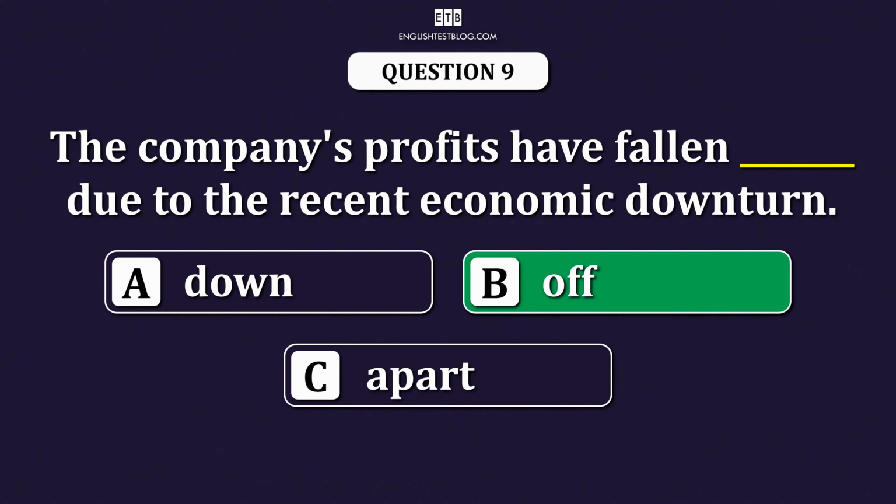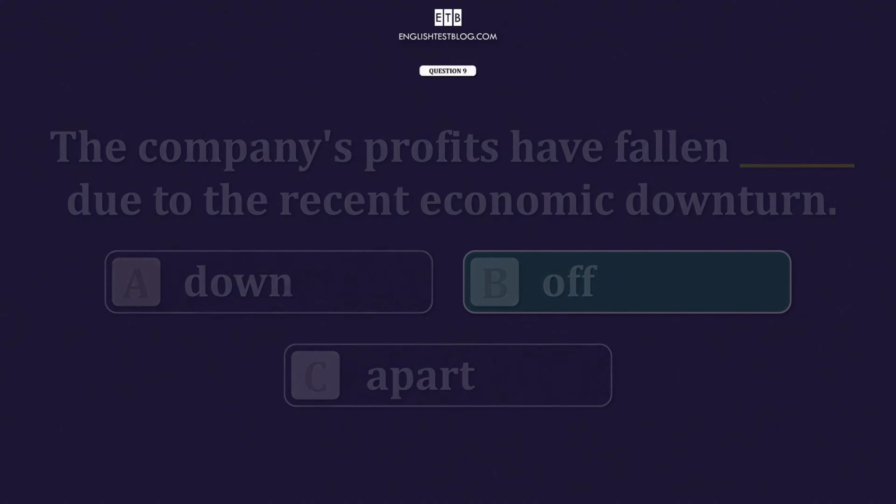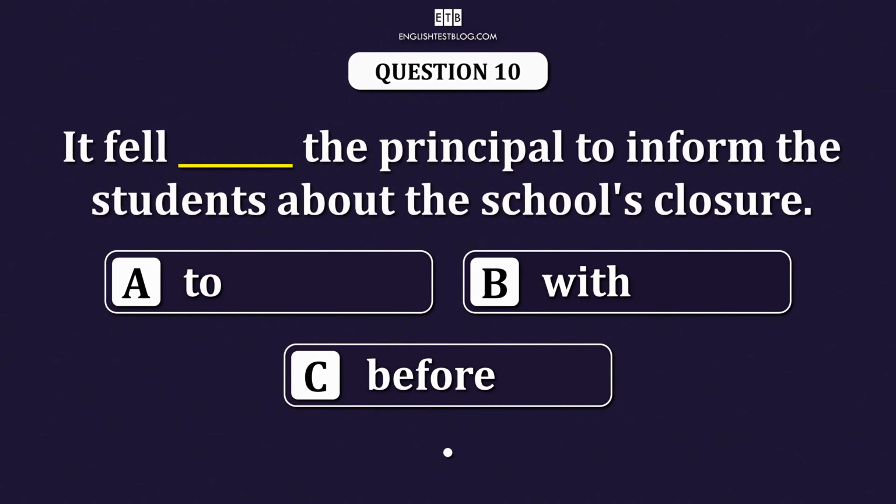The correct answer, fallen off. In this sentence, the phrasal verb fall off means to decrease in quantity or quality. Question 10.